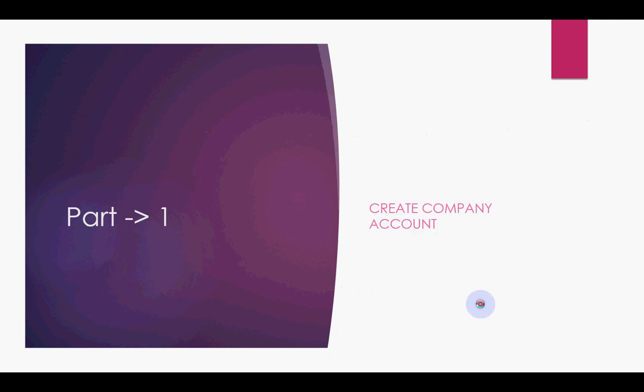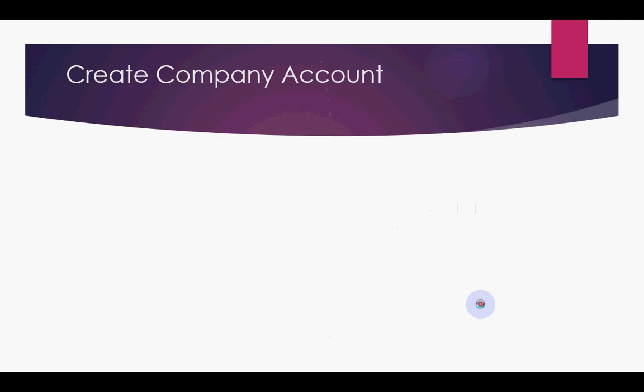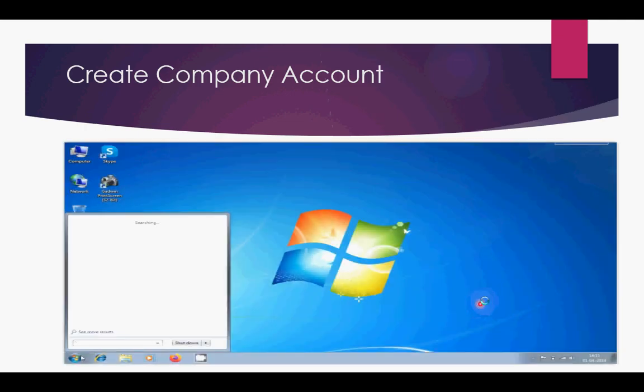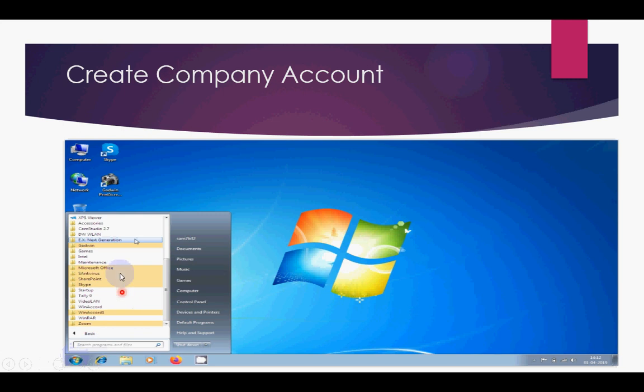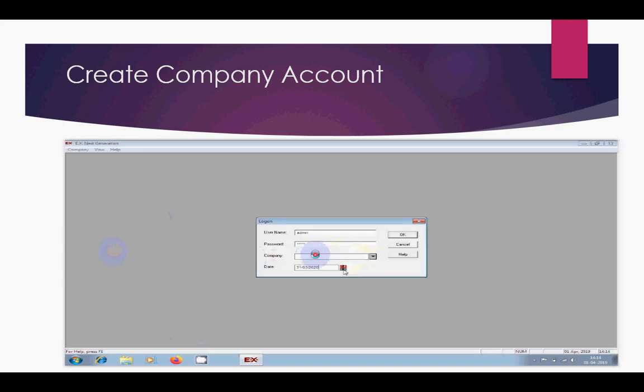part one, the create new company account. Click on the start button from here, then click Ex.exe generation. These are options. Click on this, then click on the Ex.exe generation icon. The icon is EX. Click on this. After that, you have to put username, password, and the date.